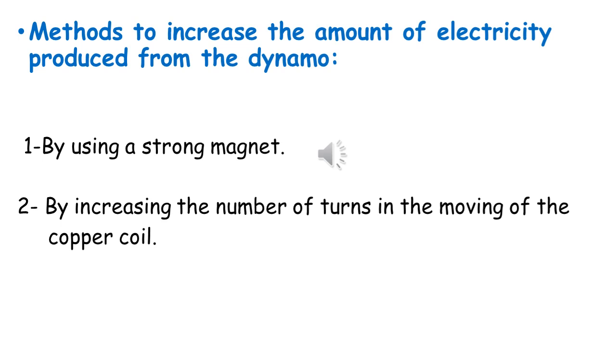How can we increase the amount of electricity produced from the dynamo? There are two methods to increase it. The first one is by using a strong magnet, and the second one is by increasing the number of turns of the moving copper coil.